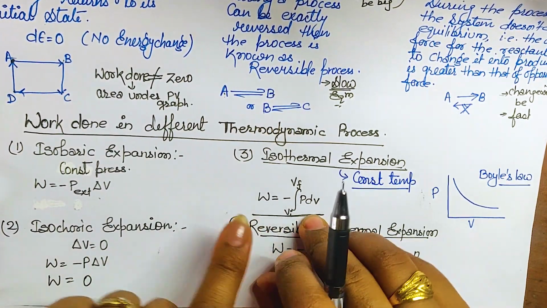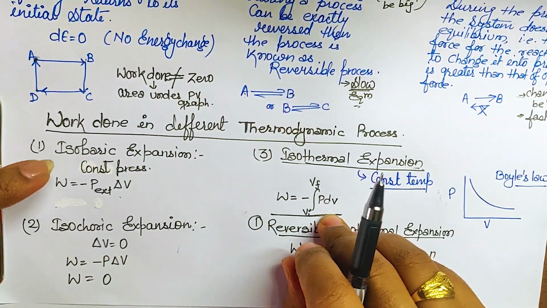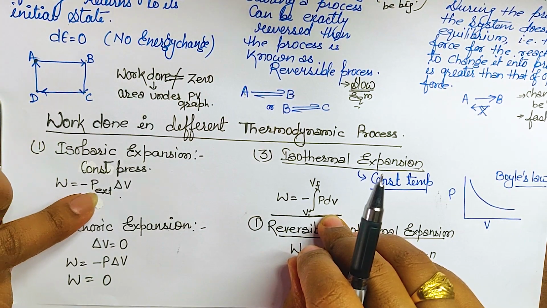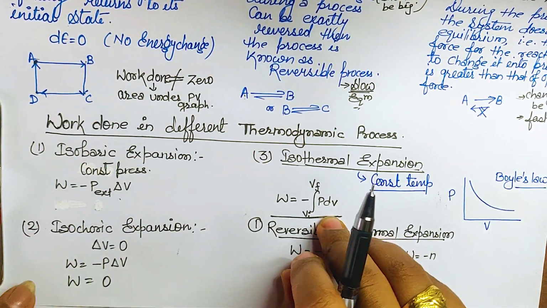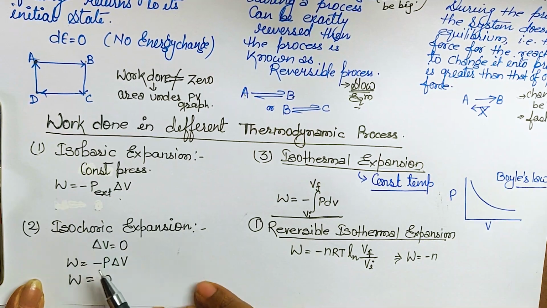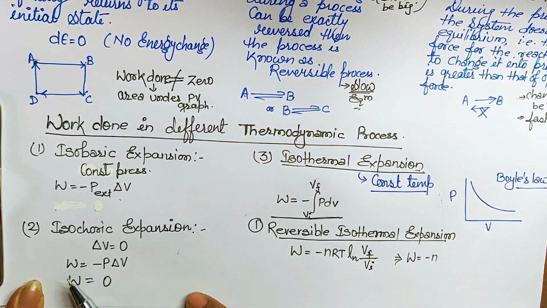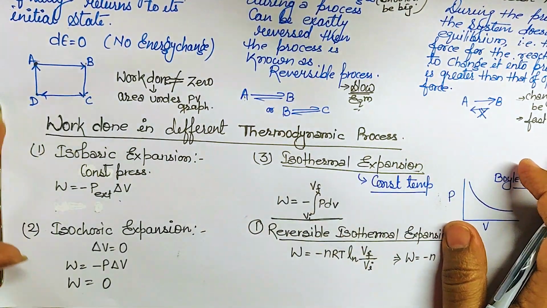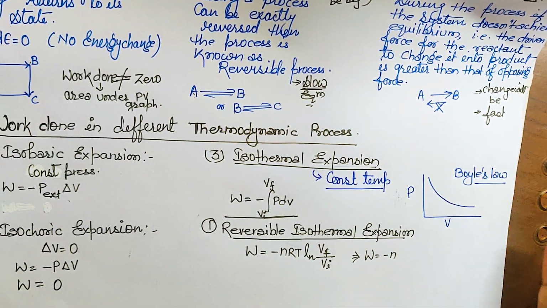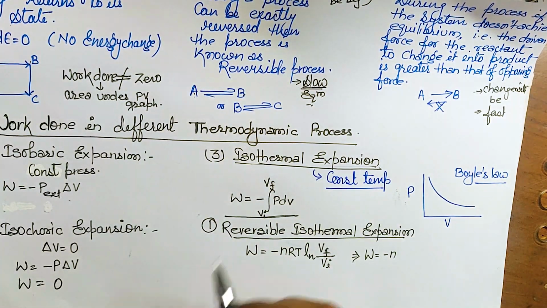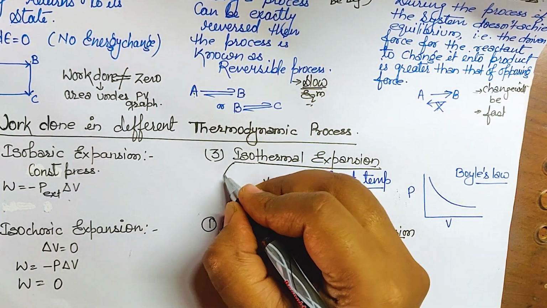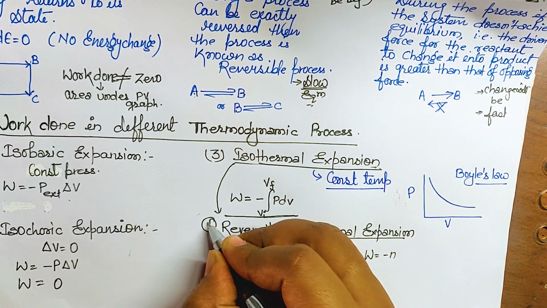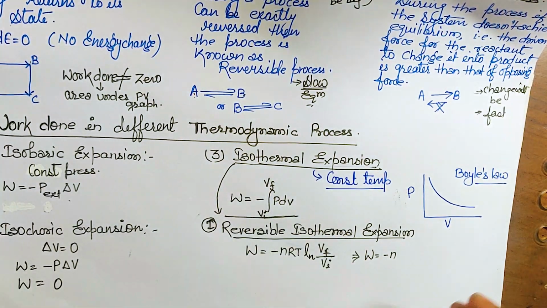Got it? So this is the correct representation for the work done. Now, if it is isobaric, you can write P external delta V, no problem. But if it is isochoric, that means delta V is 0, isn't it? So W will be this and it will be 0. There is no problem. The important thing where it will be asked, that is isothermal expansion. In this isothermal expansion, we have to do two types of expansion, first reversible and another irreversible. Got it?